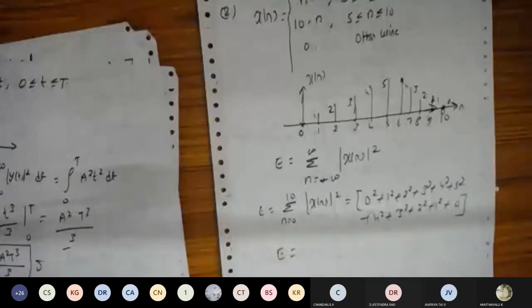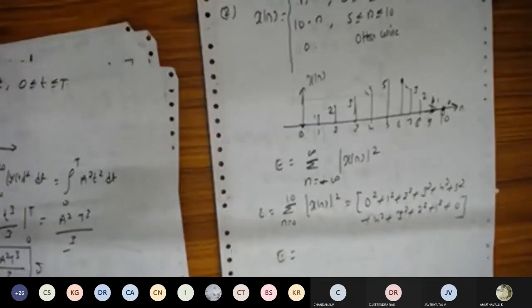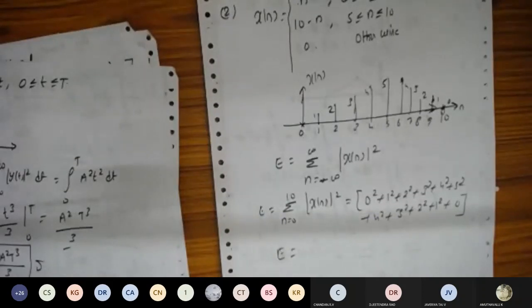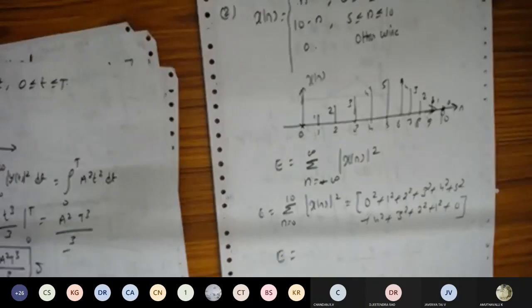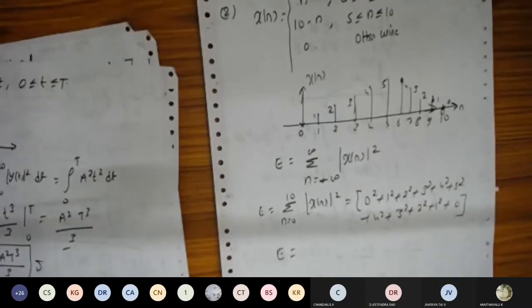Tell me the answer. How much energy do you get? How much will be the energy? Plus 3 square is 9.